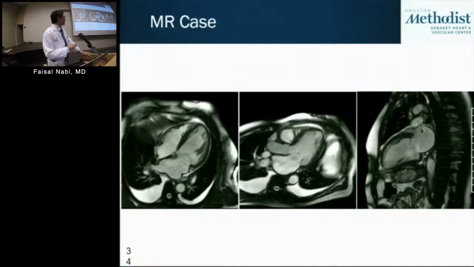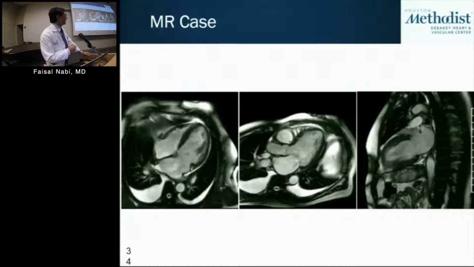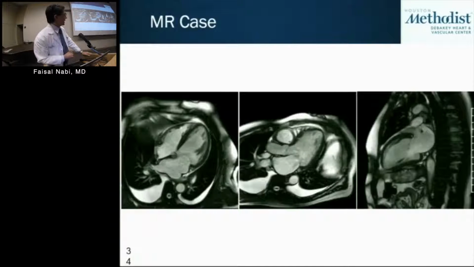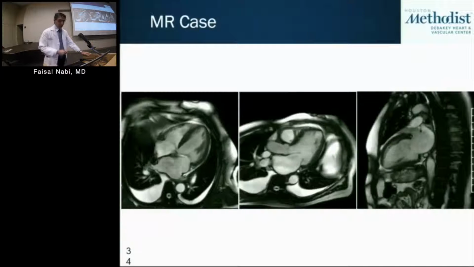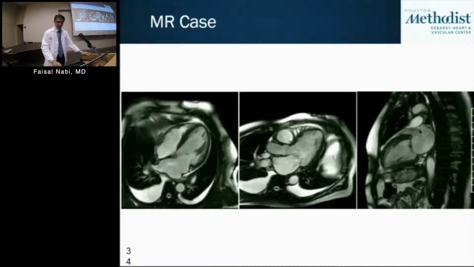This was just a case. If you look over here, your 3-chamber, if this movie would play a little bit faster, it looks like an anteriorly directed jet.